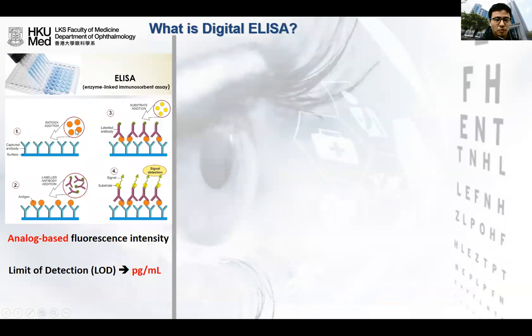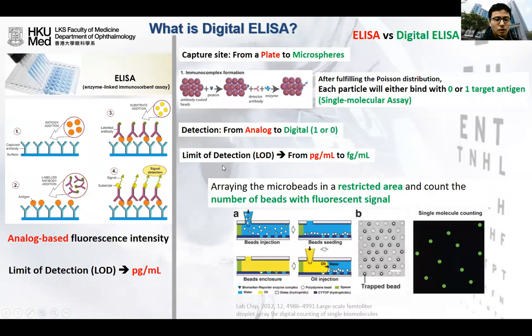I think most of us are familiar with ELISA, which detects the target biomarkers by capturing them using respective capture antibody. After conjugating with a fluorescent tag, the complex will express fluorescent signals and we will get an analog-based result as the concentration of the target biomarkers. However, the limit of detection is usually to the level of picogram per mL, which may not be enough to detect the potential biomarkers in tear samples. Therefore, here is where the digital ELISA comes in.